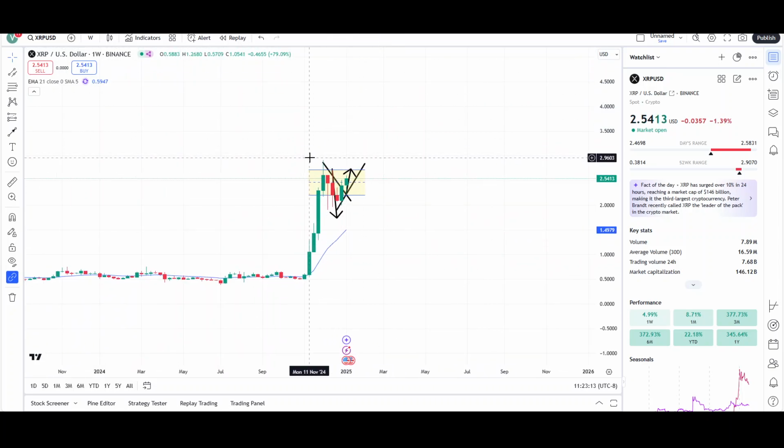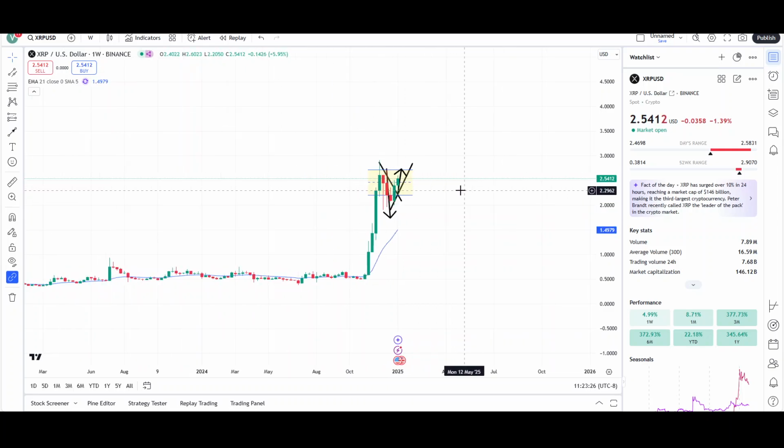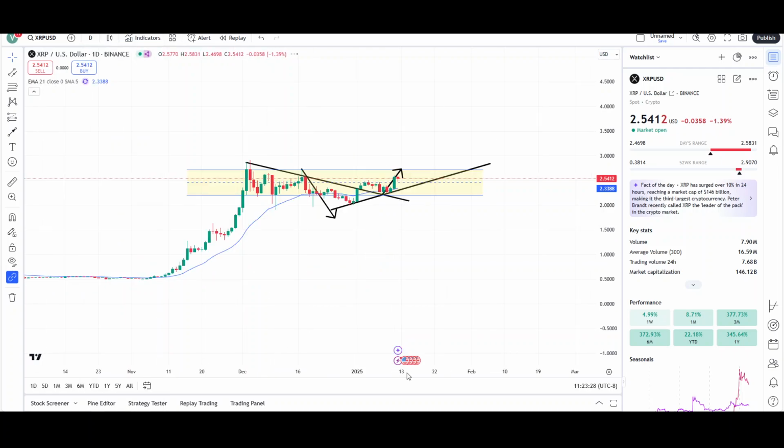Looks like price is trying to make a new high of this uptrend, a new 52-week high, surpassing the $2.90 level. I think we will get that. EMA is starting to catch up as well. So overall, XRP against the US dollar holding up well. So I'm expecting higher prices in the short term and long term.